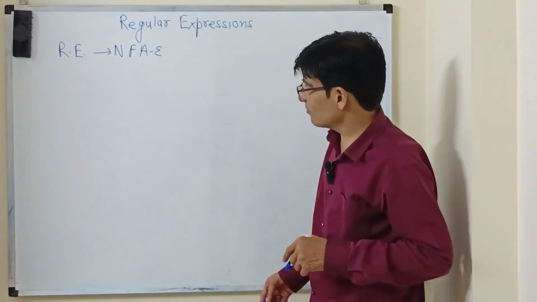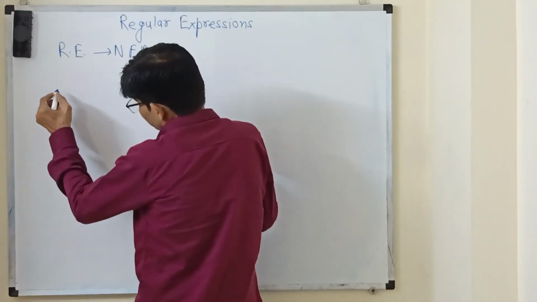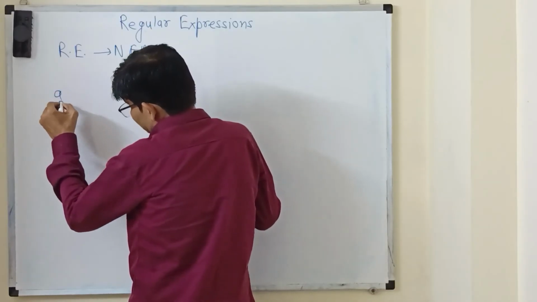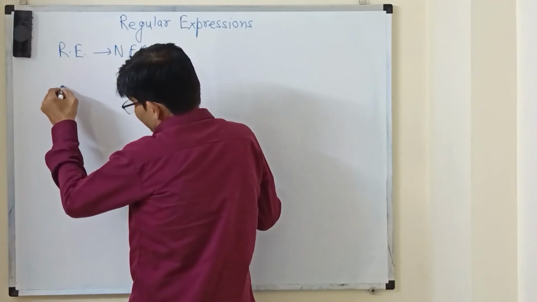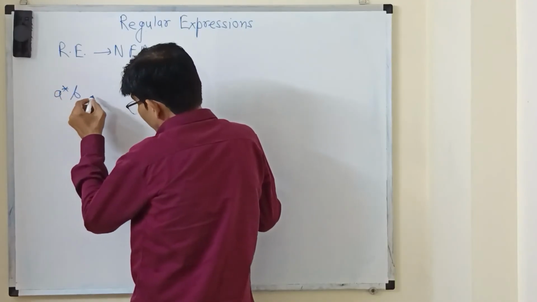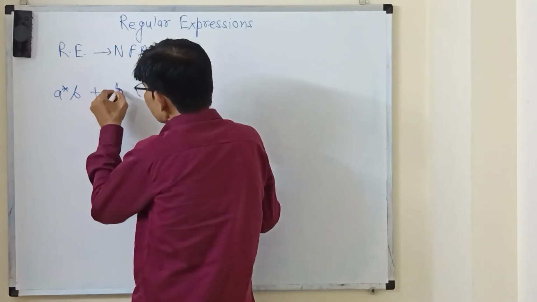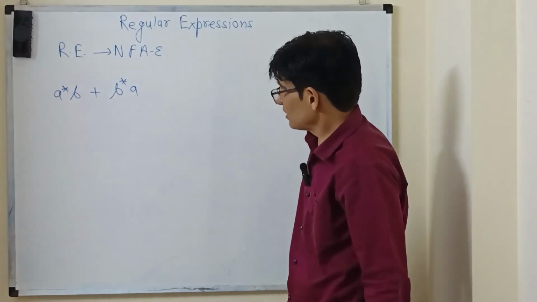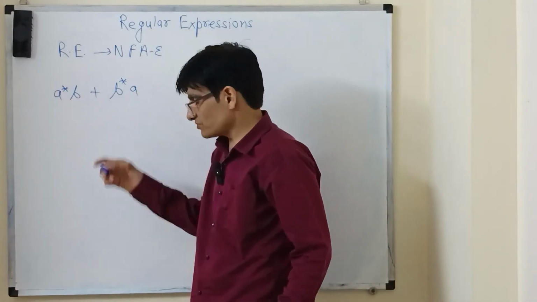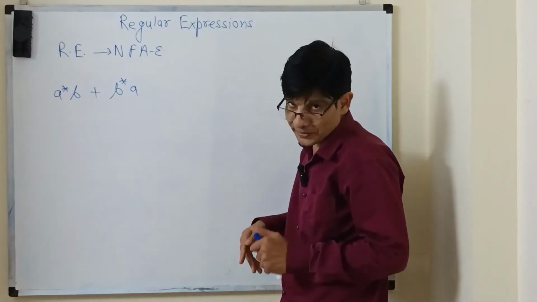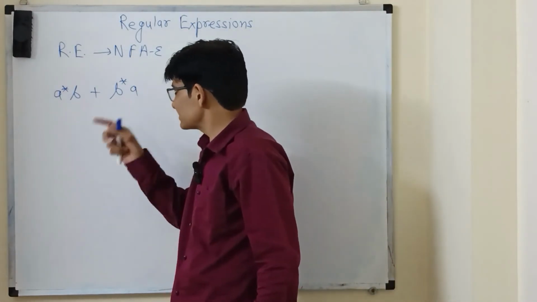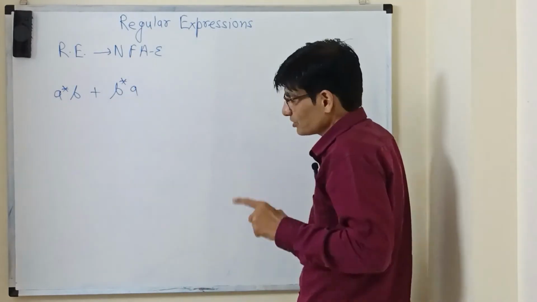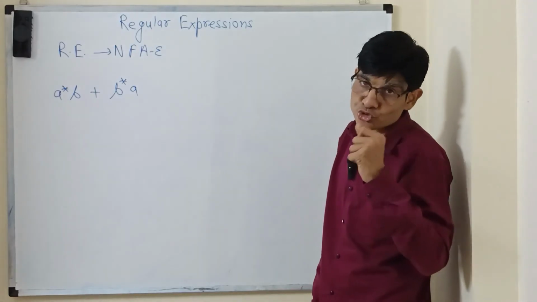Now I will take one more example here, which will show you a different type of regular expression. So it is a asterisk b plus b asterisk a. So this is your regular expression, and all valid strings of this regular expression will be coming from either this part or this part. So now we have two choices here.